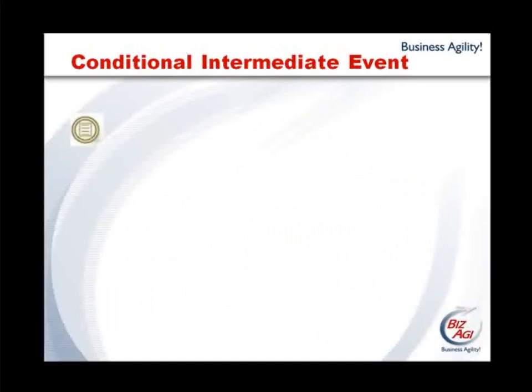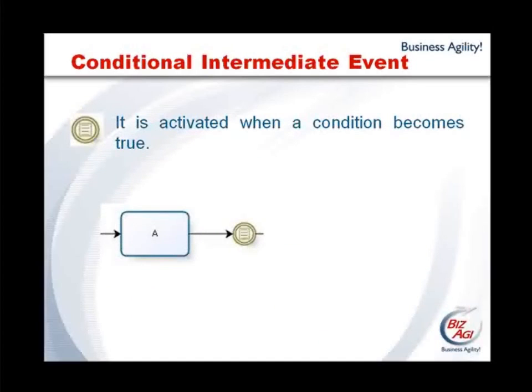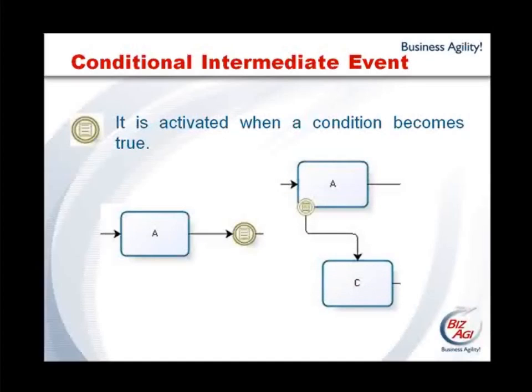The conditional intermediate event is used when the flow needs to wait for a business condition to be fulfilled. It can be used within the sequential flow of the process, indicating that it should wait until a business condition has been fulfilled, or when joined to the borders of an activity, indicating an exception flow that is activated when the condition is met.